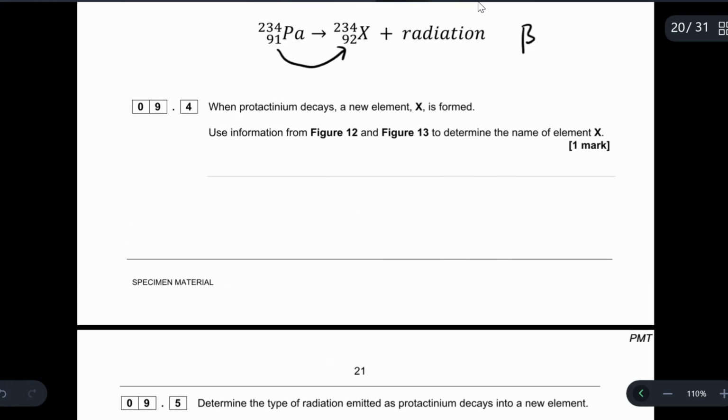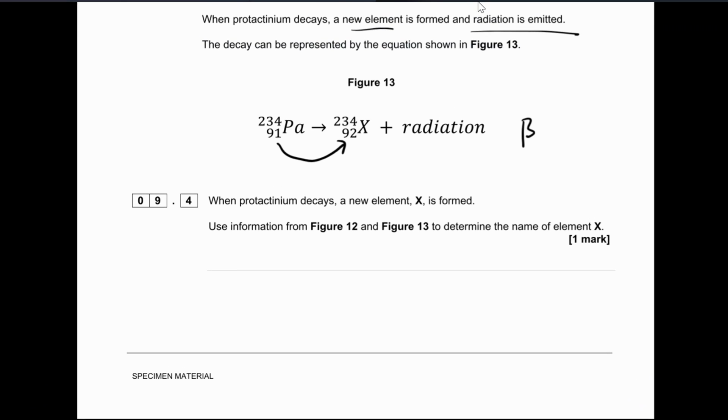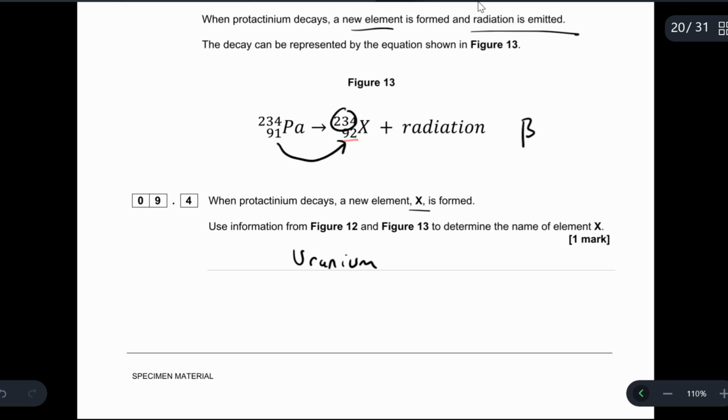Now, in this case, this is not actually asking us what is the type of radiation yet. It's just asking what is a new element X. And so we've got all the information to be able to identify. You go in your periodic table and you need to look by atomic number. Okay, so atomic number 92 should give you uranium. Now, the mass number may be different to what you see in your periodic table, and that will basically tell you that it's an isotope of uranium, but it's still uranium because it's got 92 protons.